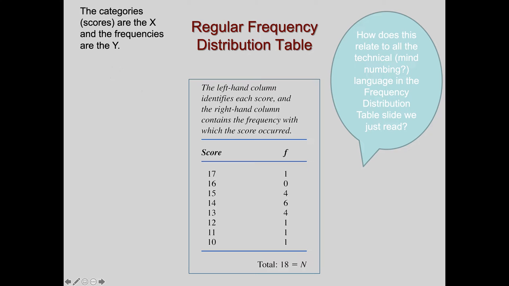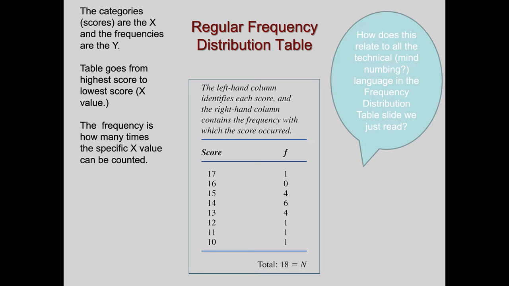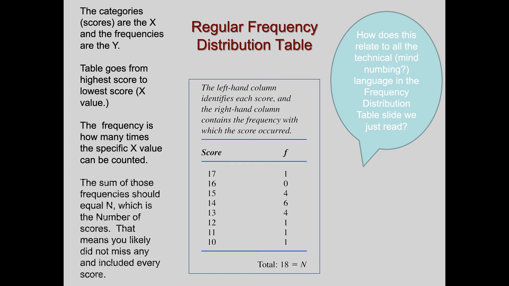Frequencies always work out to be the Y in this frequency distribution table. The table goes from highest to lowest. We mentioned that before. The frequency is how many times a specific X value occurred. Like there was one 17. There were no 16s. There were four 15s and so on. The sum of those frequencies should equal N. It does equal N. That's by definition, which is the number of scores.